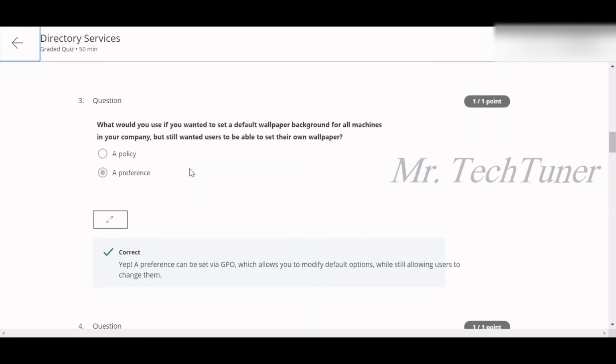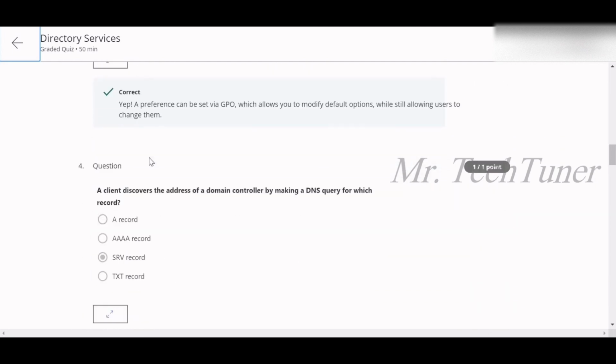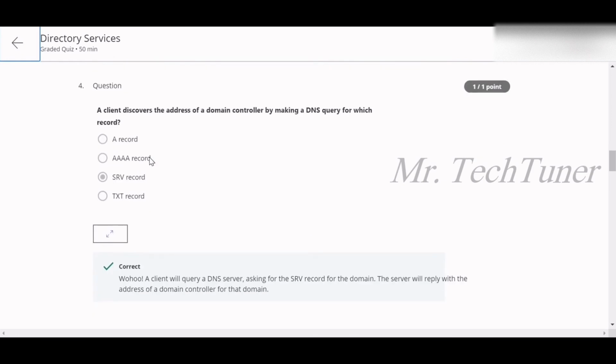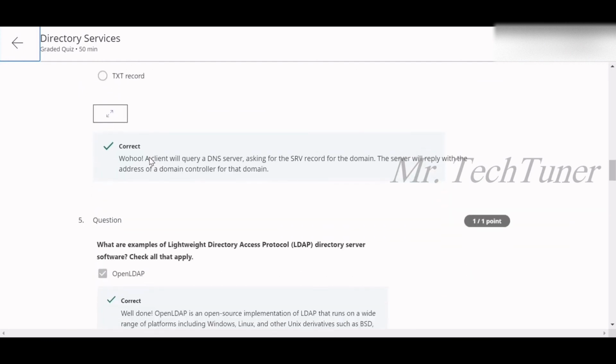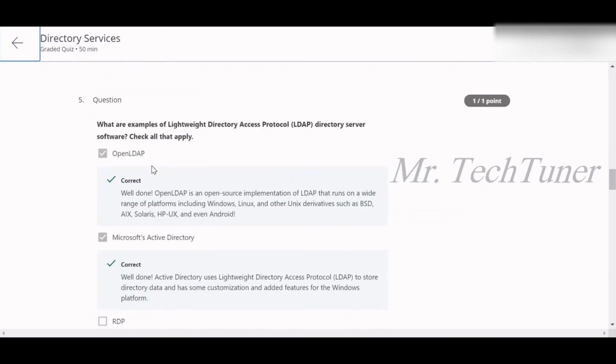Number three, what would you use if you wanted to set a default wallpaper background for all machines in your company, but still they have the chance to change their own? So that's a preference, right? Number four, a client discovers the address of a domain controller by making a DNS query for which type of record? SRV record. Okay, number five, what are examples of lightweight directory access protocol or LDAP directory server software?